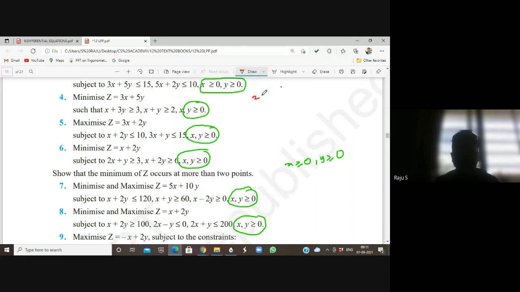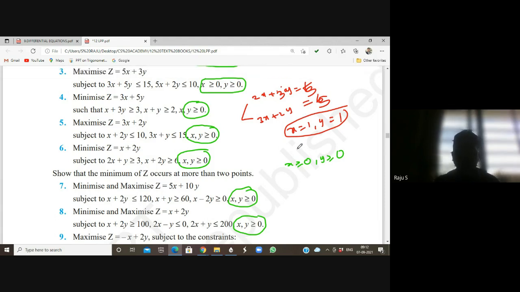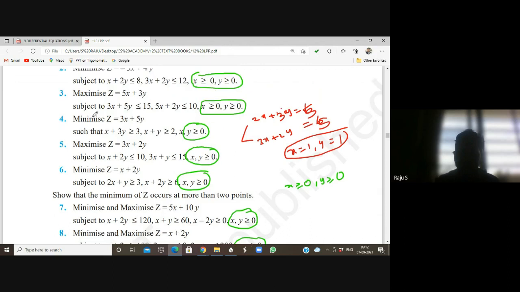For example, there are two equations, x plus 3y is equal to 6 and 3x plus 2y is equal to 5. Then what is the solution for these two equations? x is equal to 1, y is equal to 1. So x is equal to 1, y is equal to 1 is the solution. In the same way here also, solution means x comma y. The feasible solution is obtained from the solution. Okay, did you understand?